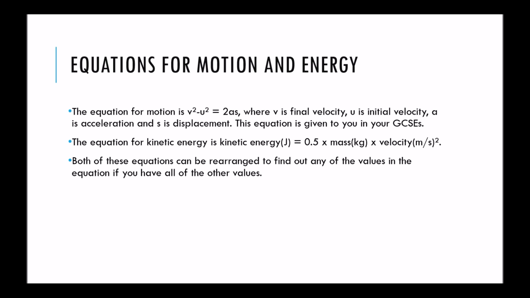So, equations for motion and energy. The equation for motion is v squared minus u squared equals 2as, and that equation is given to you in GCSE, so you only have to be able to apply it. And then there's the equation for kinetic energy, which is half times mass times velocity squared. And that one you do have to remember for GCSEs.